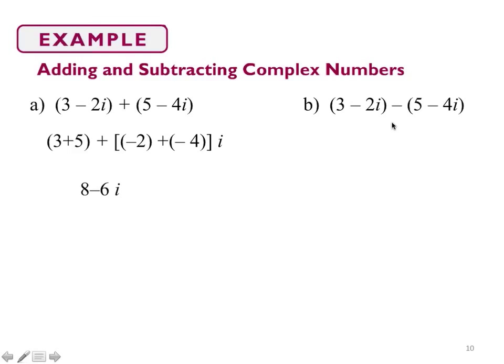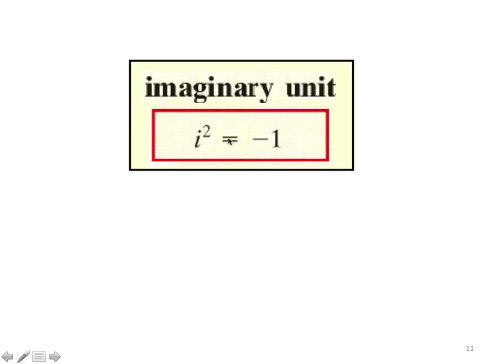Now over here, we're subtracting, so you just have to make sure that you distribute this negative sign. When you do that, you're going to end up with 3 minus 5 and negative 2 minus negative 4. So 3 minus 5 is going to give you negative 2. That gives you your real part. Negative 2 minus negative 4i is going to be a positive 2i. And make sure that you leave it like that.